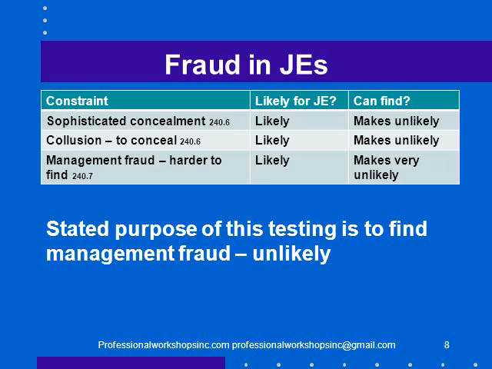Now, are all those 3 likely in journal entries? And particularly when the stated purpose of this section is to help us find management fraud in journal entries? Well, the rest of the section tells us that if it's management fraud in journal entries, the odds of us finding it are very, very low. And so it makes it very unlikely that we're going to find fraud in journal entries if it's perpetrated by management, concealed with collusion.